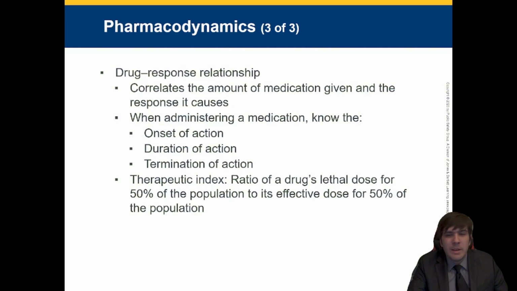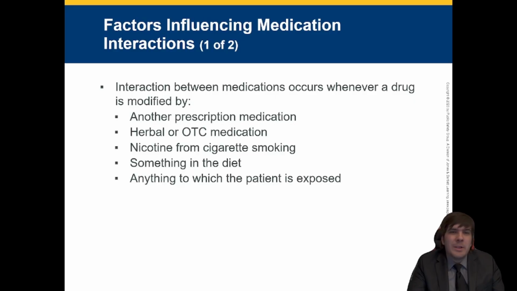The therapeutic index is the ratio of a drug's lethal dose for 50% of the population to its effective dose for 50% of the population. To loop back to Johannsen for the 90th time, the therapeutic index was so slim. So the dose that was lethal for 50% of the population was very, very close to the effective dose for 50% of the population.